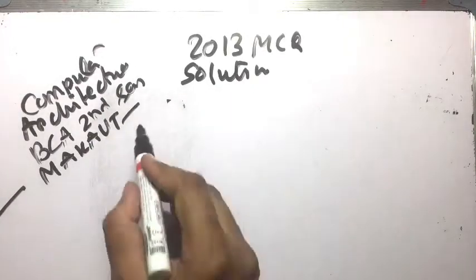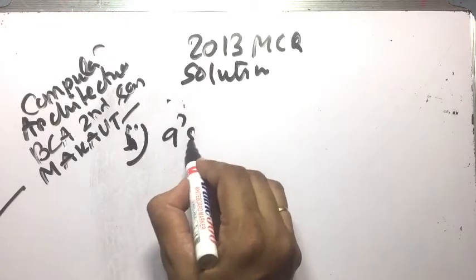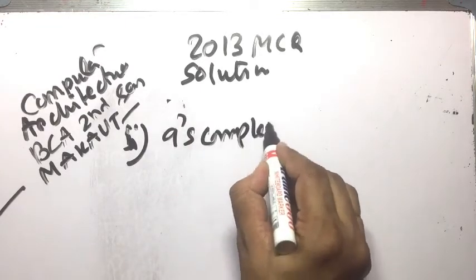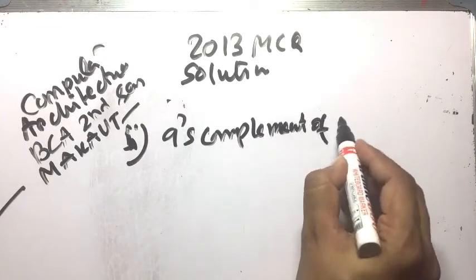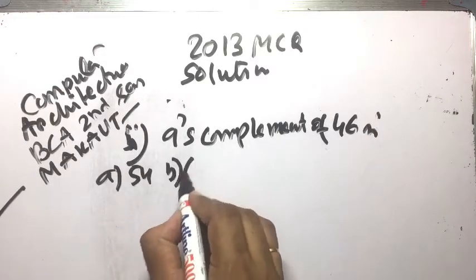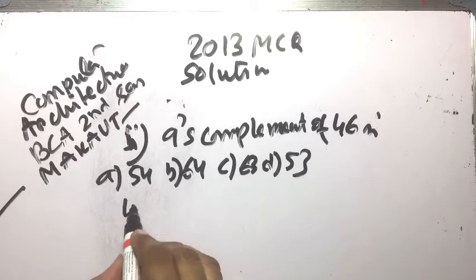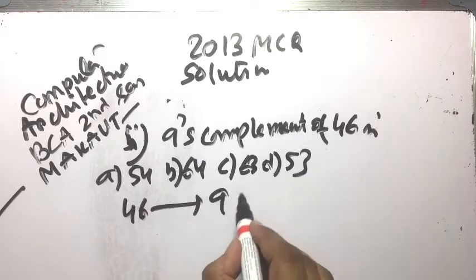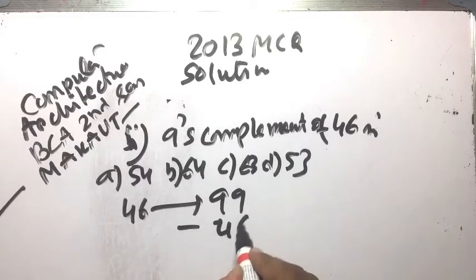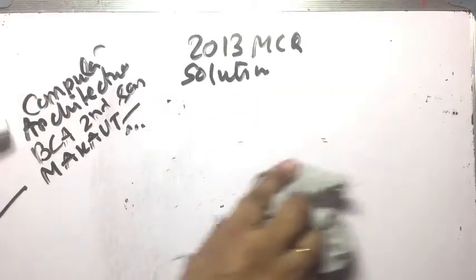Next, question number 2. Nines complement of 46 is: option A 54, option B 64, option C 63, option D 53. For the two-digit number 46, 99 minus 46 is equal to 53. Answer is 53, so option D is the correct answer.